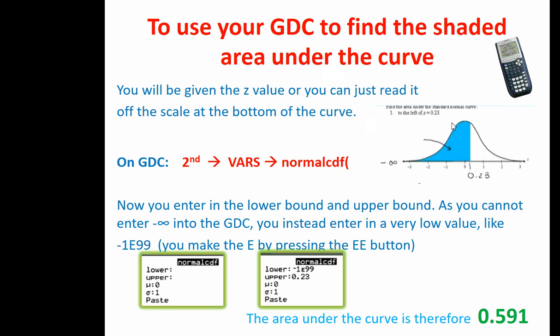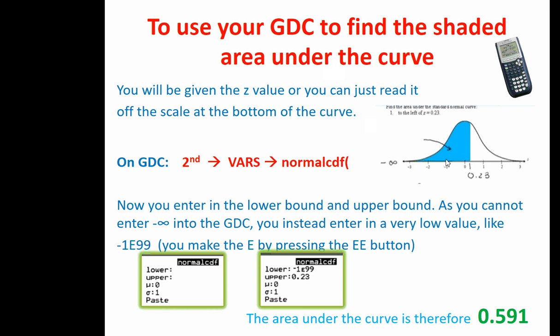So the area under this curve is 0.591. Another way of thinking of the area under the curve is that it represents a probability. So the probability of something being less than 0.23 is 0.591. That makes sense according to the shape of the curve, because to the left of the mean, mu, it should be 0.5. Since 0.23 falls slightly to the right of the mean, it should be slightly bigger than 0.5.